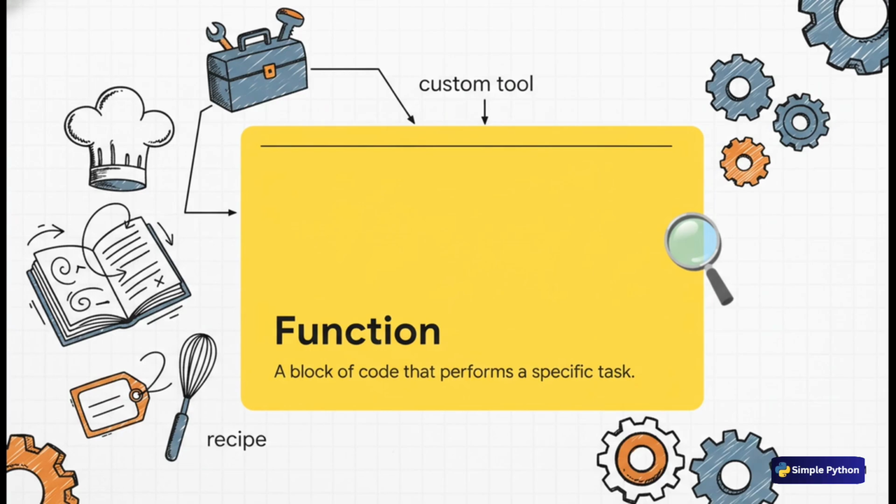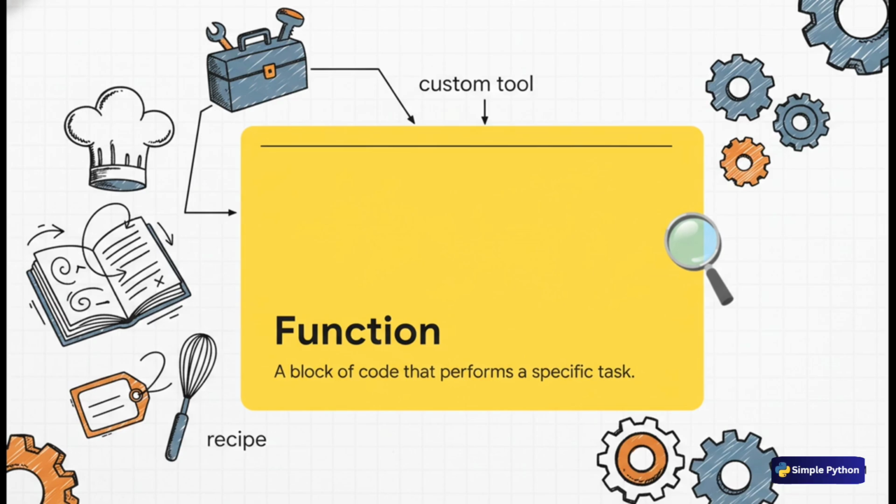This is where functions come in. A function is basically a reusable block of code that does one specific thing. The best way to think about it is like a recipe. You write down the steps for baking a cake once. You give that recipe a name, like my awesome chocolate cake. Then whenever you want to bake that cake, you don't rewrite the recipe, you just follow the recipe.